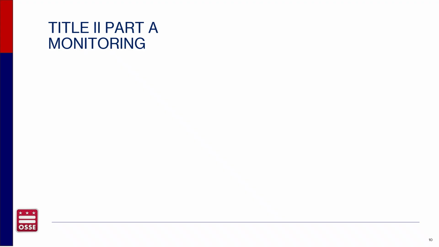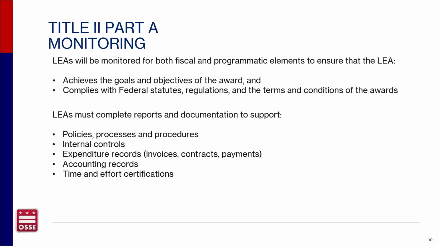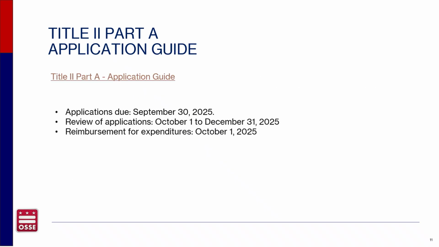Title II Part A Monitoring. LEAs will be monitored for both fiscal and programmatic elements to ensure that the LEA achieves the goals and objectives of the award and complies with federal statutes, regulations, and the terms and conditions of the award. LEAs also must complete reports and documentation to support policy, processes and procedures, internal control, expenditures, accounting records, and time and effort certification.